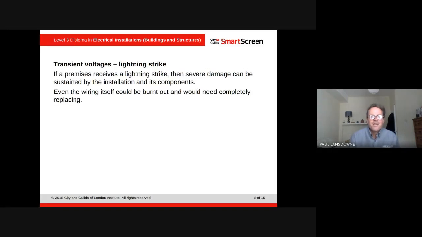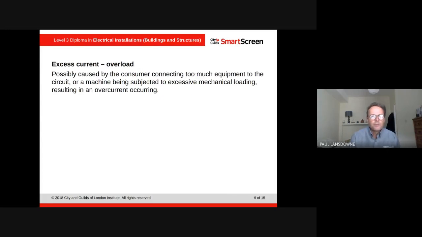Transient voltages is a lightning strike. If a premises receives a lightning strike, then severe damage can be sustained by the installation and its components. Even the wiring itself could be burnt out and would need completely replacing. I have seen some lightning strikes, and the actual cable where it's been struck has evaporated. There is no cable left. All that was left was some insulation, and there was no cable left. It literally has vaporized it.